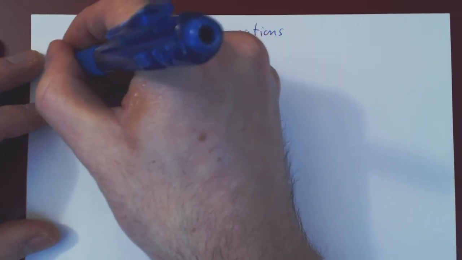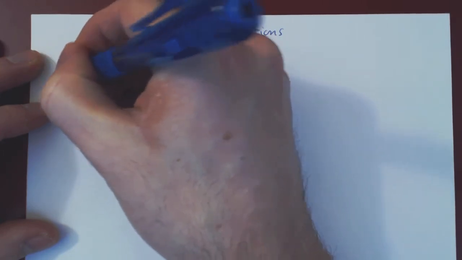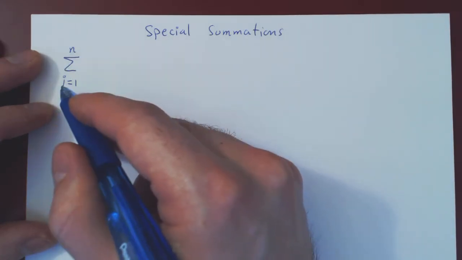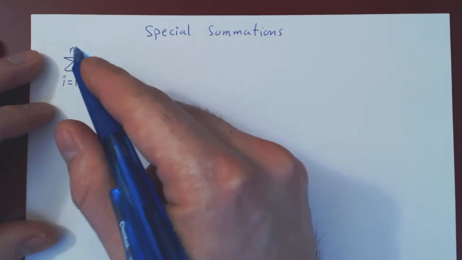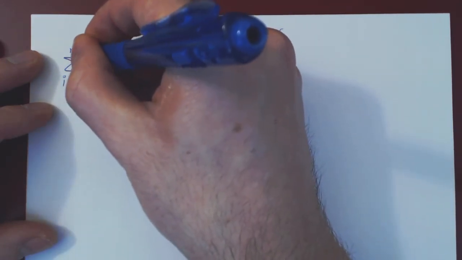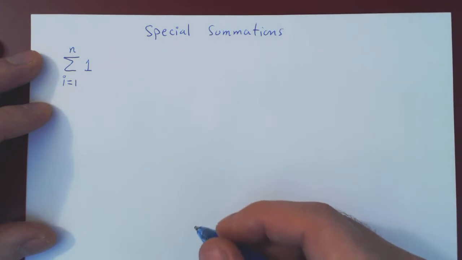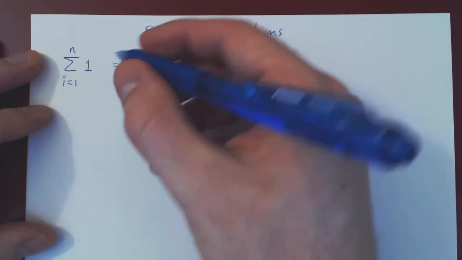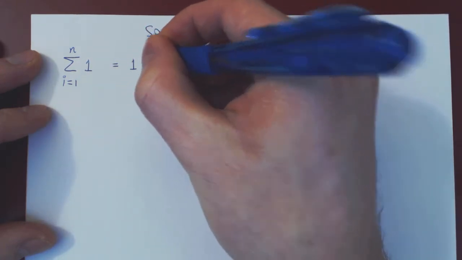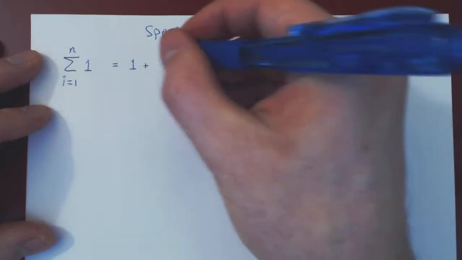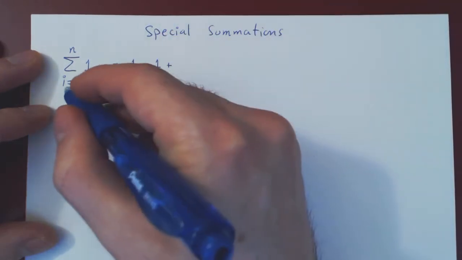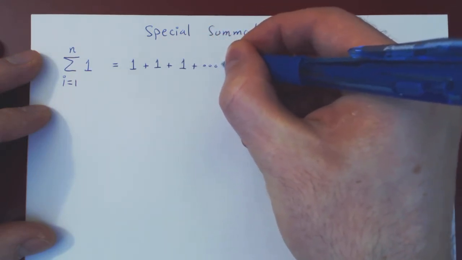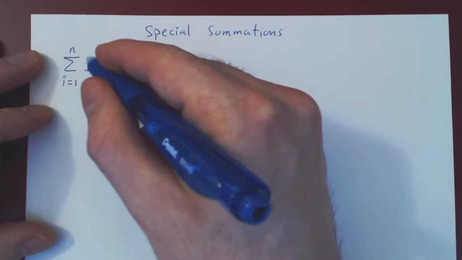What if I sum 1, with i going from 1 to n? So here again, n is an integer. i goes from 1 to n, so i will be 1, then 2, then 3, up to n. Well, let's expand. When i is 1, 1 is 1. So it's 1. Plus, when i is 2, 1 is 1. So plus 1. Plus, when i is 3, 1 is 1. Plus 1, all the way up to when i is n, 1 is 1.